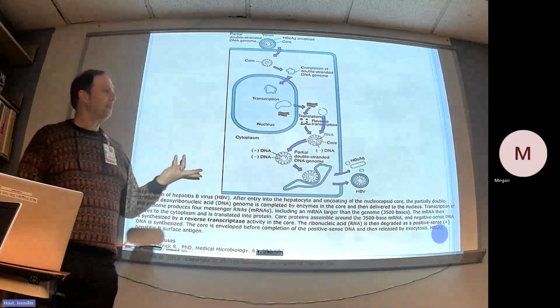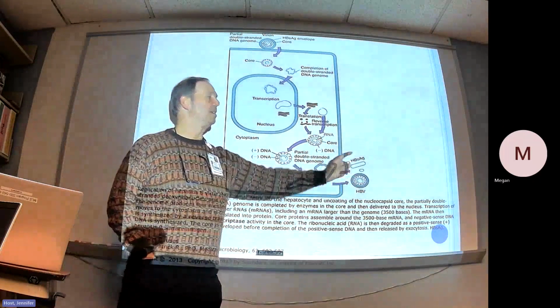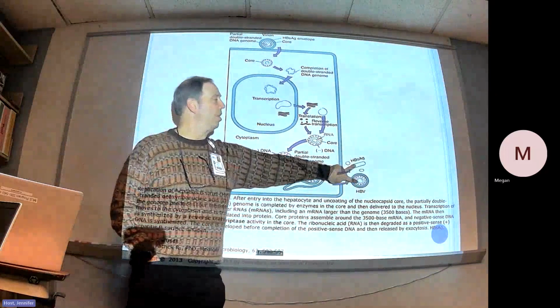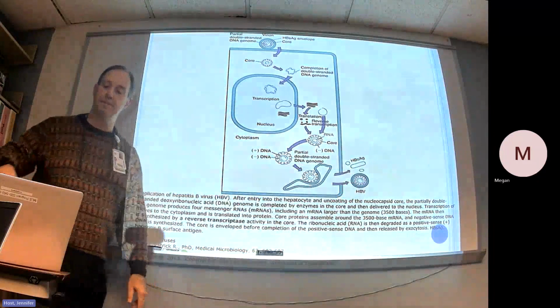But that's what you end up getting. This is the thing that will cause disease. This will not. Both would cause immunity because they're the same surface antigen and protein.